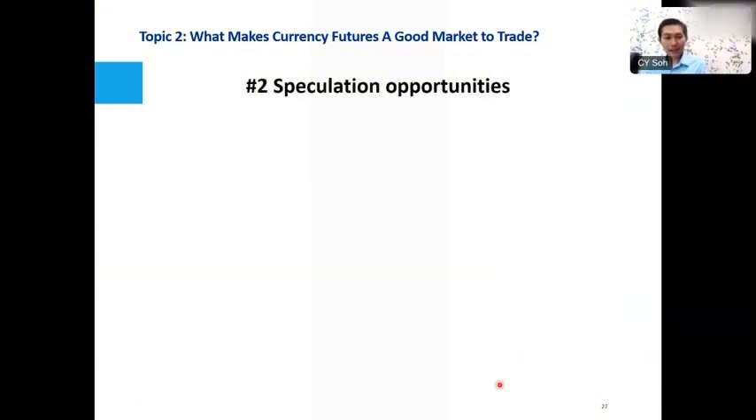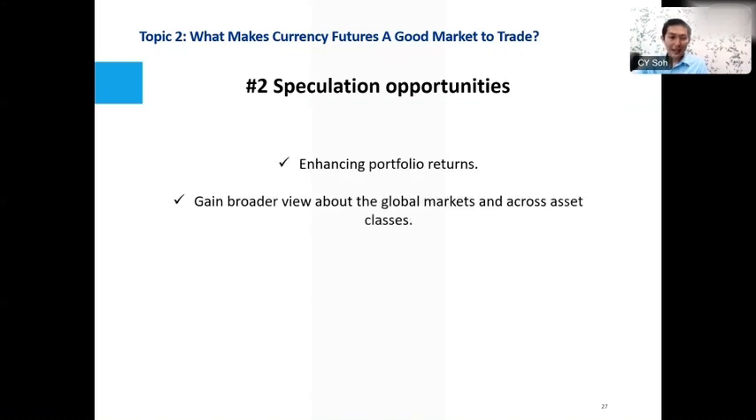Now, of course, the second benefit of currency futures trading is that you are able to have speculative opportunities. Of course, this is quite self-explanatory. When you have an additional product, whenever you see a bullish or bearish opportunity, especially in the currency futures market, you are able to take both sides of the direction. You can long if you're bullish, you can short if you are bearish about the US dollar movement. So you are able to enhance your portfolio return.